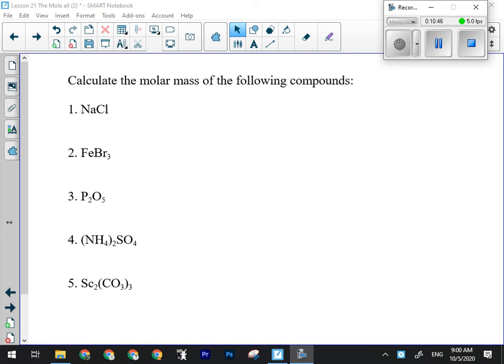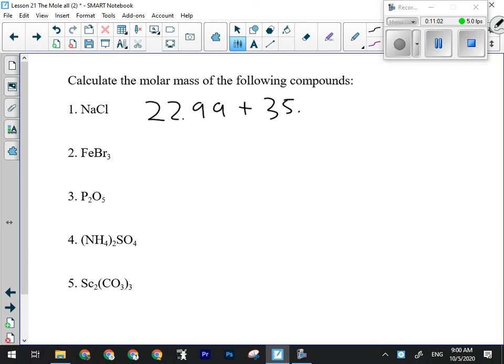Okay, let's have a look at the first few here just to make sure we're on the right track. All right, so for sodium chloride, how many sodiums are in this? 1, okay. And the molar mass of sodium is 22.99 grams per mole. Okay, molar mass of chlorine, there's only 1 of them here.